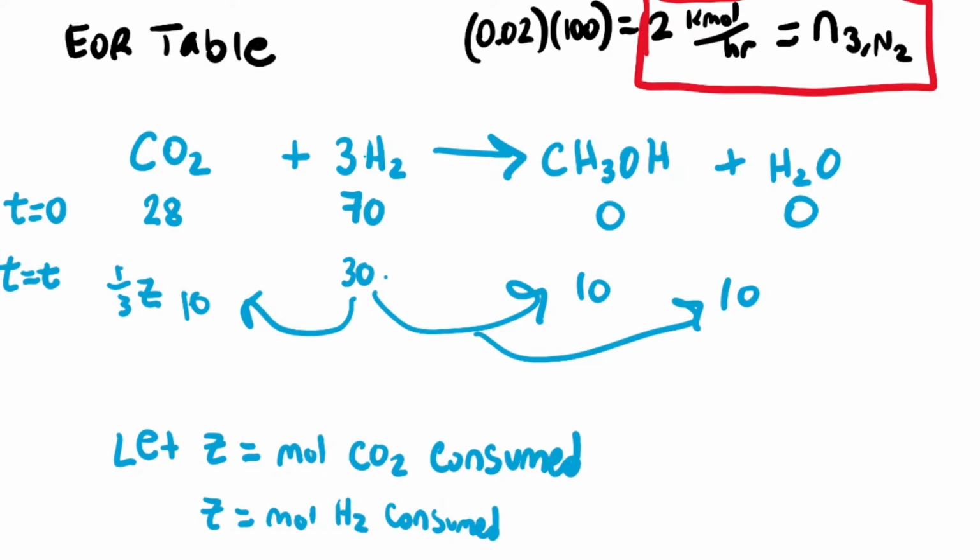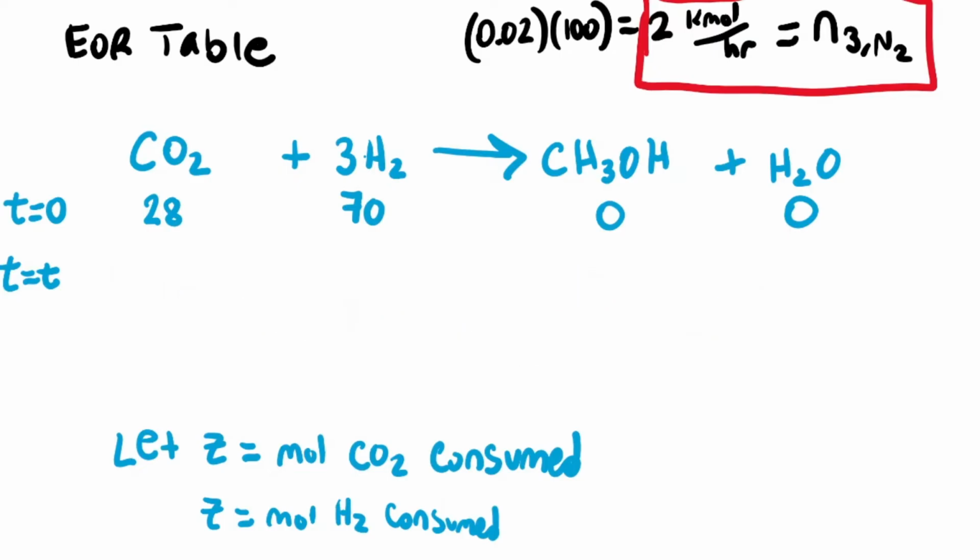So whenever possible, just keep your Z coefficient 1 and then scale anything up. For example, with hydrogen, we're just going to have 3Z. If there's a 2 or some other coefficient in front of a variable, you just make it that number times Z. So with CO2, we're going to have 28 minus Z. With hydrogen, 70 minus 3Z. With methanol, it's Z. Water, it's Z. Notice it's a 1:3 ratio.